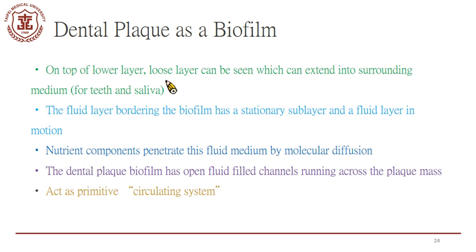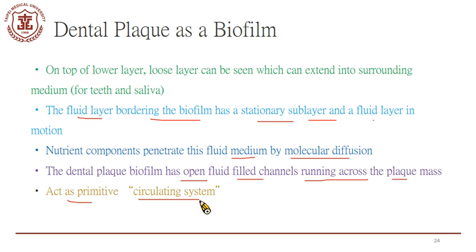So on top of the lower layer, a loose layer can be seen, which can extend into the surrounding medium of teeth and saliva. The fluid layer bordering the biofilm has a stationary sublayer and a fluid layer in motion. Nutrient components penetrate this fluid medium by molecular diffusion, and the dental plaque biofilm has open fluid-filled channels running across the plaque mass, which act as a primitive circulating system. So even though you have all these cells together, there's still space between them, so nutrients can move through other types of spaces, so the bacteria can communicate and live with each other.